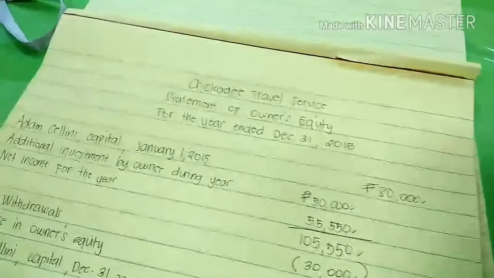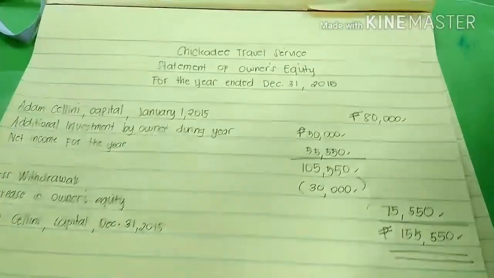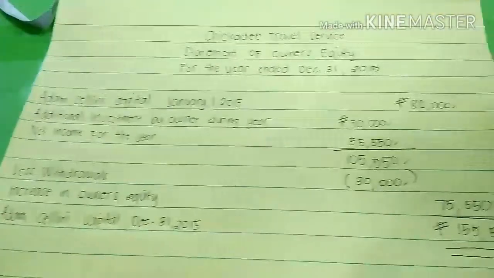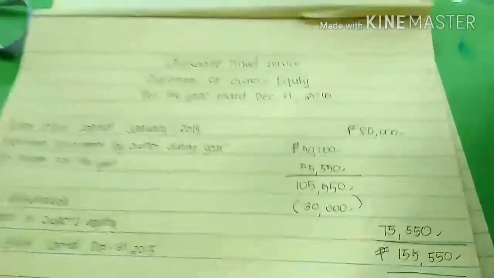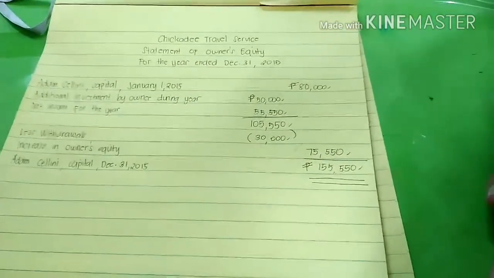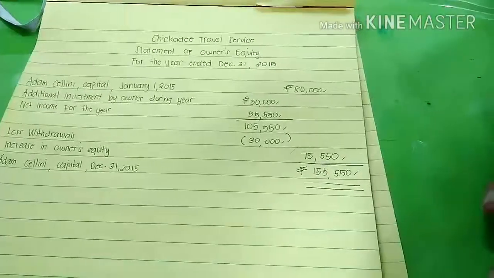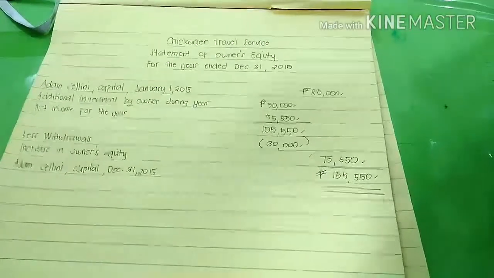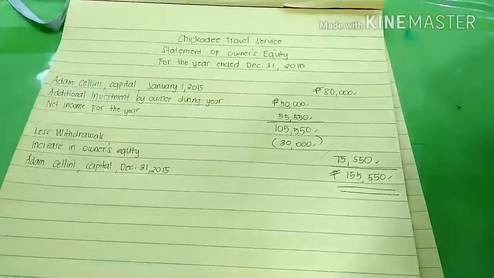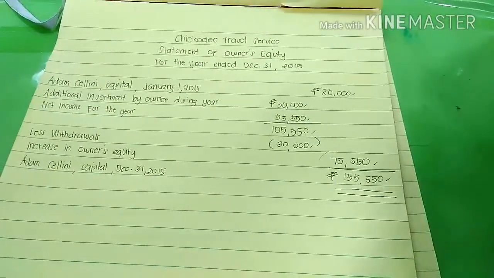So there you have the preparation of a statement of changes in owner's equity. It is a report that shows the items that affect the capital or equity account. Simply, we are just presenting this formula in a formal report. Capital ending equals capital beginning plus additional contributions plus net income minus withdrawals, where net income equals income minus expenses.